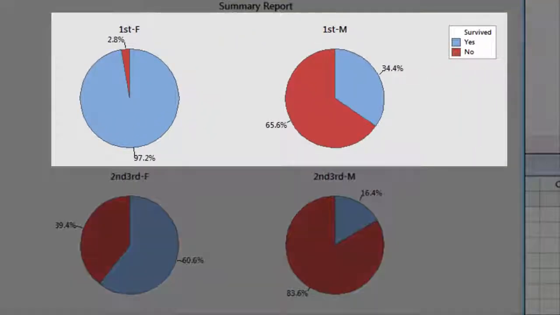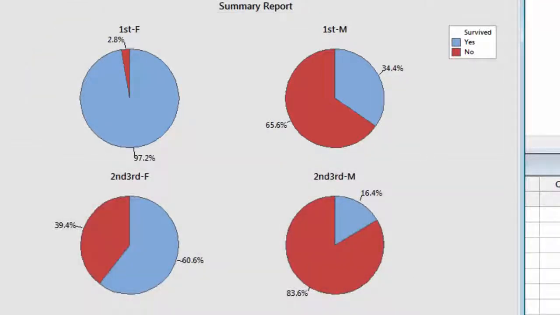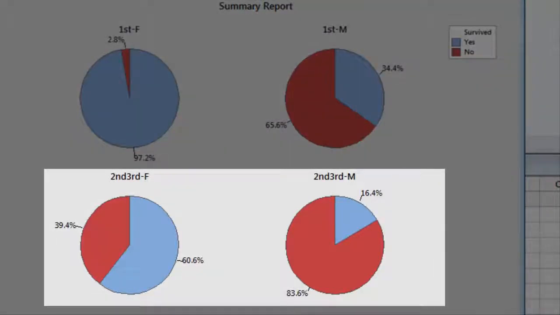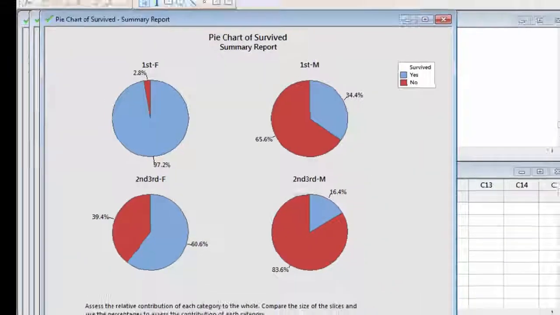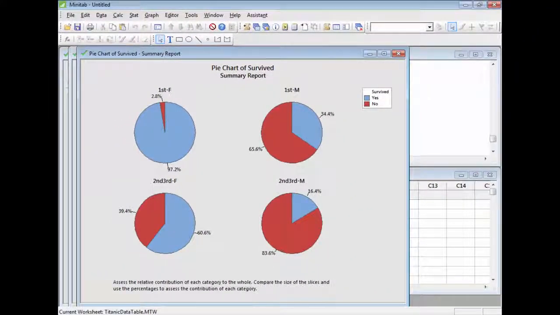The graph indicates that female passengers in first class had the best odds of surviving. Over 97% of these passengers survived, compared to only 34% of first-class male passengers. Females also fared better among second and third-class passengers, with 60% surviving. Men without first-class tickets had the worst odds of making it off the ship. Only 16% lived. Graphs indicate what the data show.